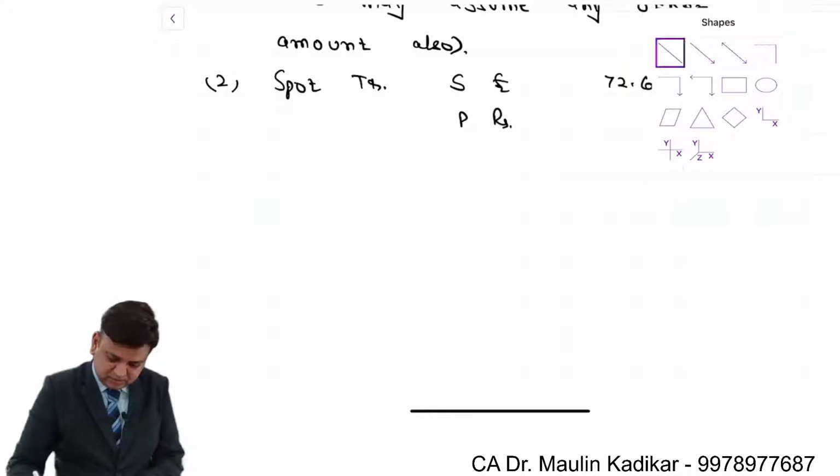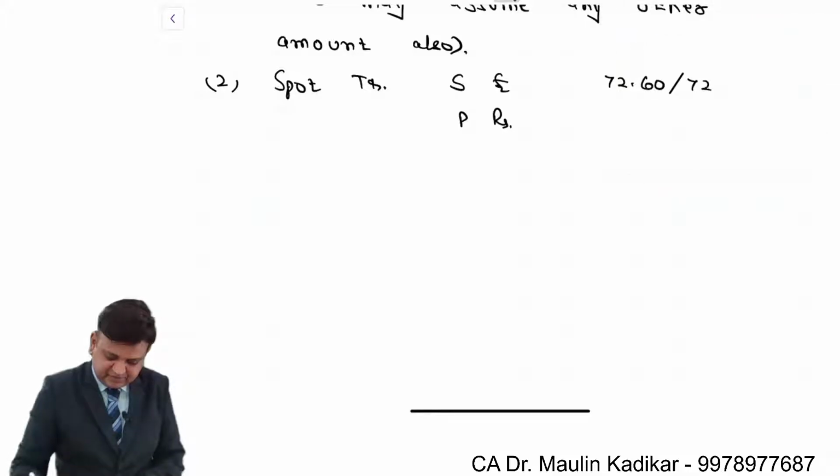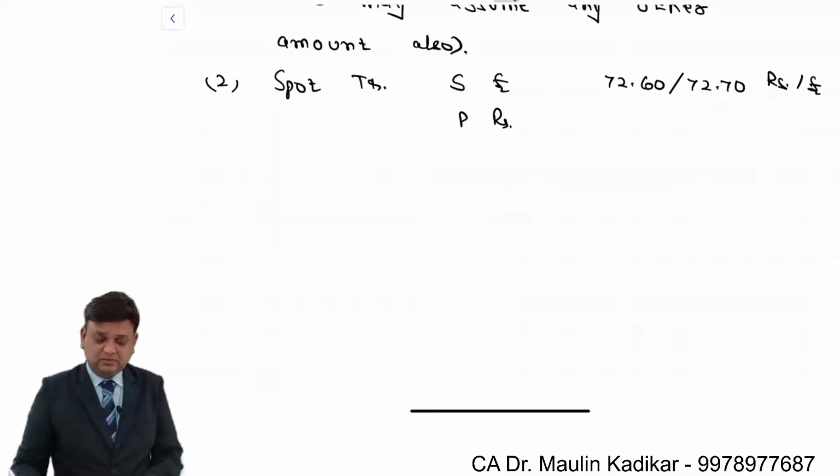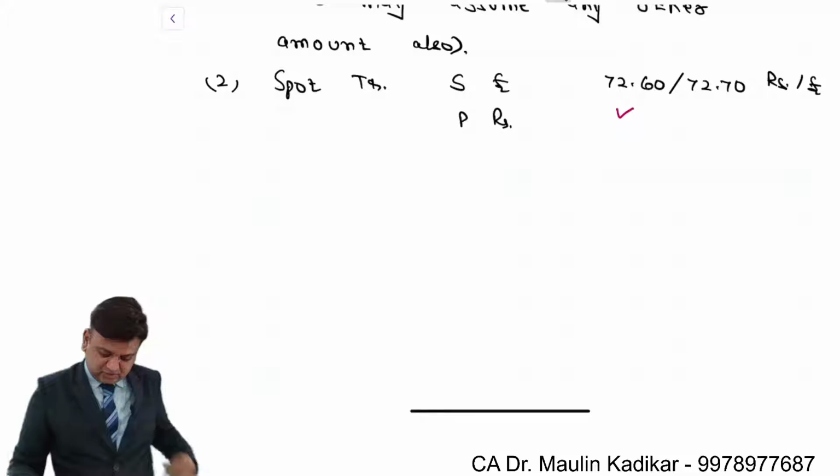72.60 slash 72.70 rupees per pound. Sell pound, purchase rupees. So for every 1 pound you will get a lesser amount of rupees. That is 72.60.